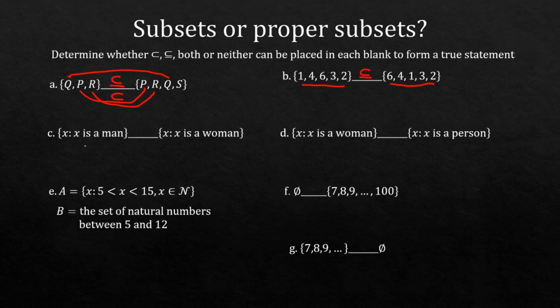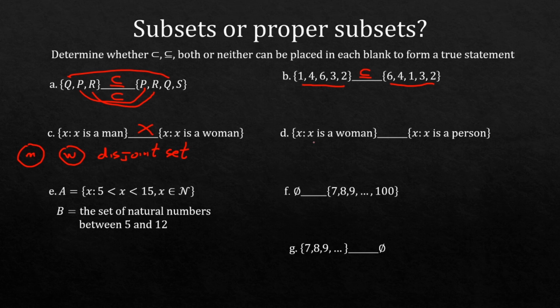In question C, X such that X is a man, X such that X is a woman. Which symbol do we use here? There is no symbol to use here. The set of men cannot be the set of women. These are disjoint sets. So the set of men would be written here. The set of women would be written here. These are certainly not subsets of any kind. These are disjoint sets. And you'll learn about them in another section.